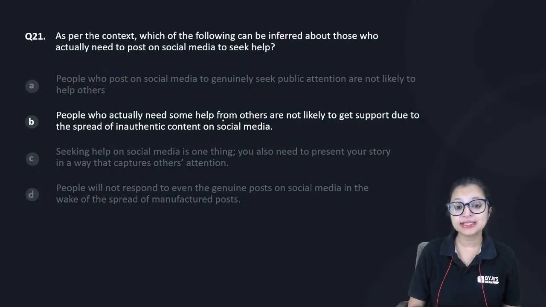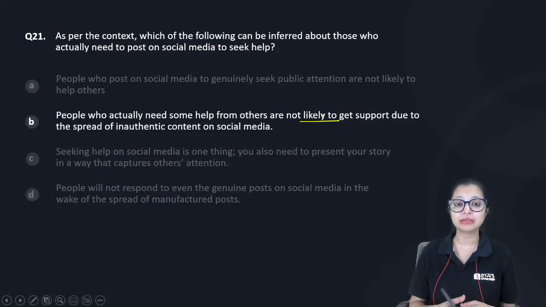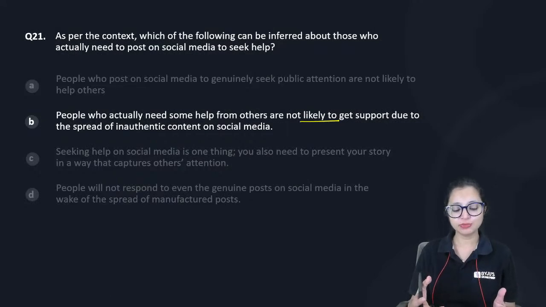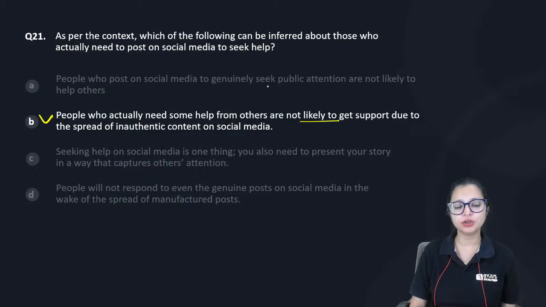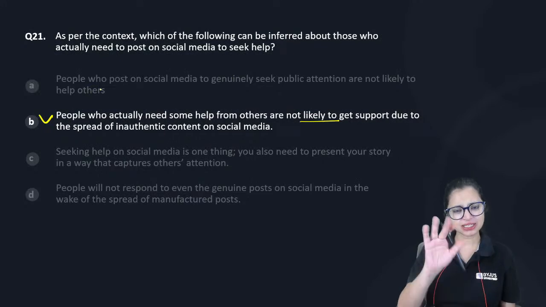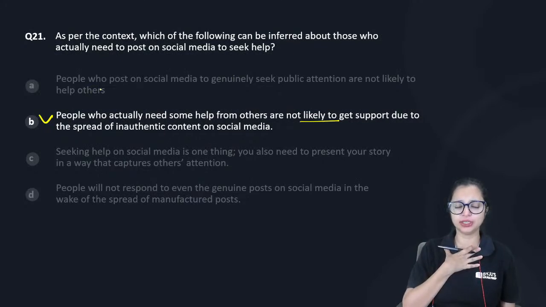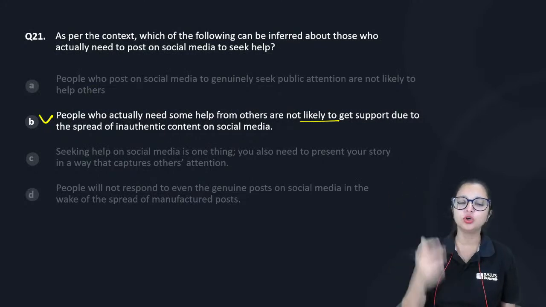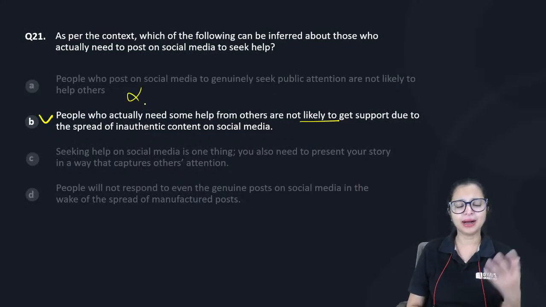People who actually need some help from others are not likely to get support क्योंकि there are people who fake it, who pretend it. You know, it's so difficult on social media to realize क्या real है, क्या fake है. Thus, I will not pay attention. This is absolutely true. A says people who post on social media to genuinely seek public attention are not likely to help others. इसका मतलब है कि अगर मुझे हेल्प चाहिए, genuinely हेल्प चाहिए सोशल मीडिया पे, मैं बाकी लोगों को हेल्प नहीं करूंगी। नहीं, मेरा बाकी लोगों को हेल्प करने का कोई रिलेशनशिप ही नहीं है पैसेज में.